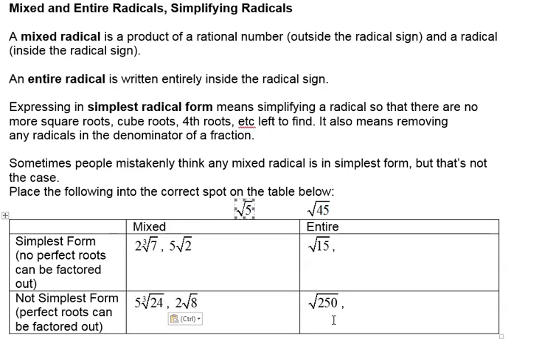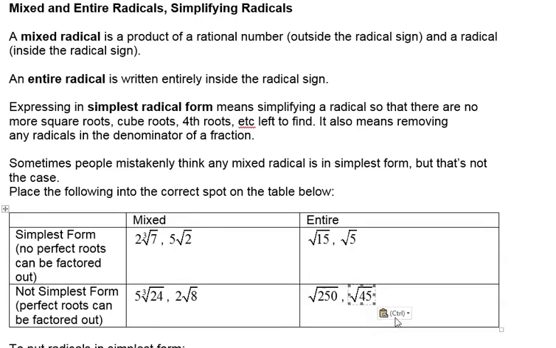Root 5, another entire radical, nothing on the outside. Can't take anything out of it that's a perfect square, so it is simplest and entire. Last one, square root of 45, we can take out 9 as a factor, and that is a perfect square, so it's entire and not simplest form. So they can fit into more than one category.